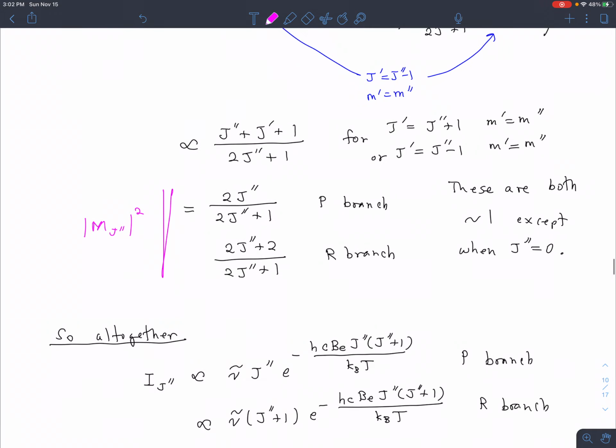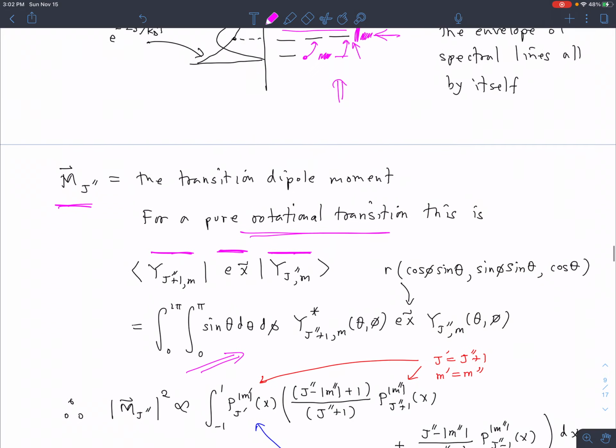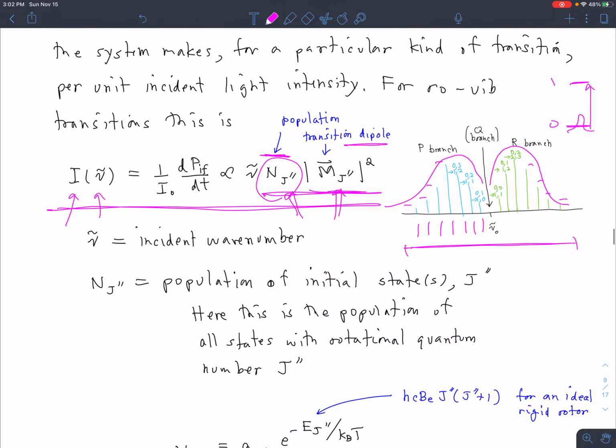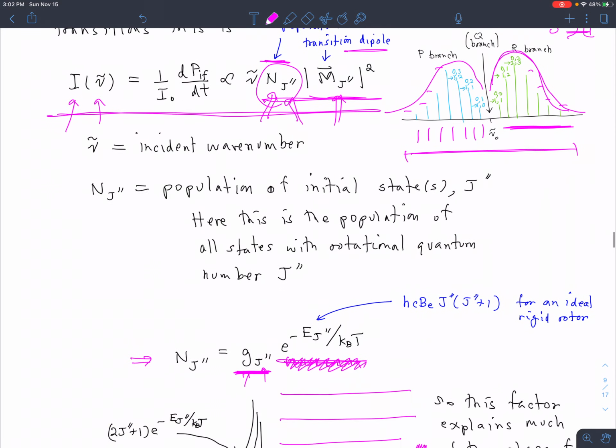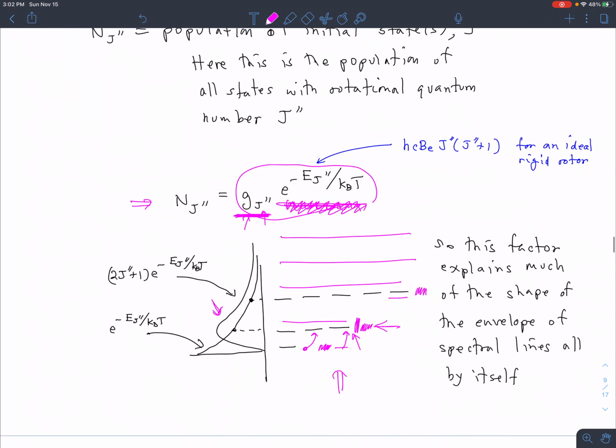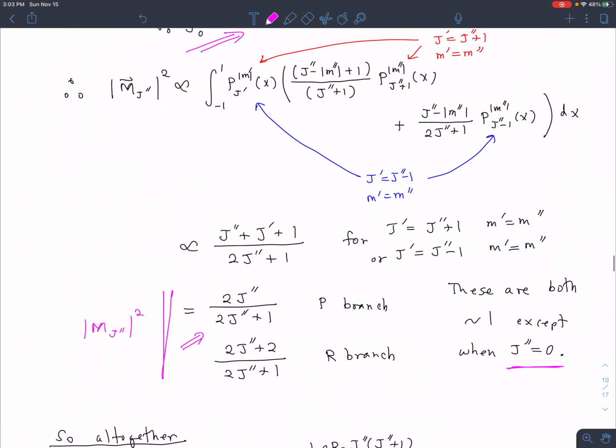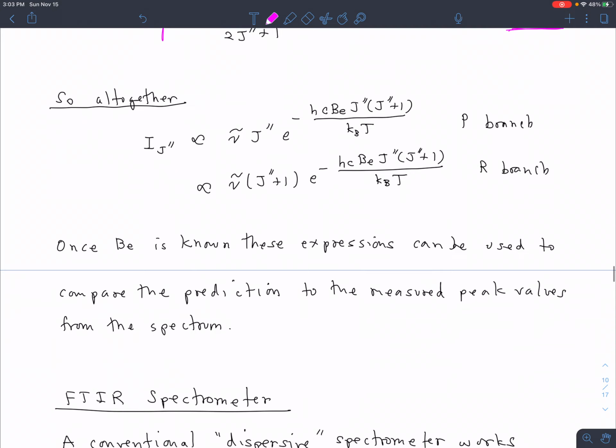And it turns out that unless j double prime is equal to 0, both of these also don't make very much difference. That's what I was saying up above, that most of the thing that controls the shape of these intensities is this population factor, this one down here, namely this curve here. All right. Altogether then, the intensity should be fit by this expression.